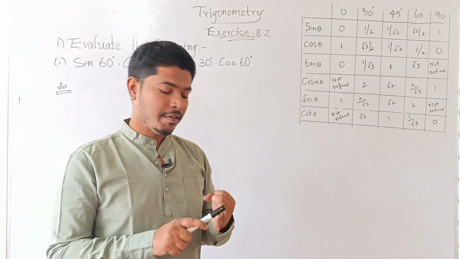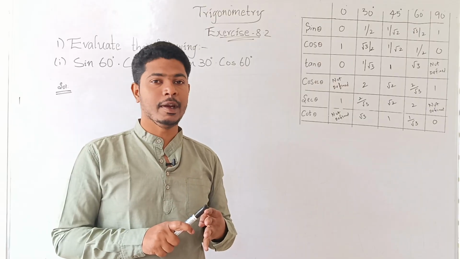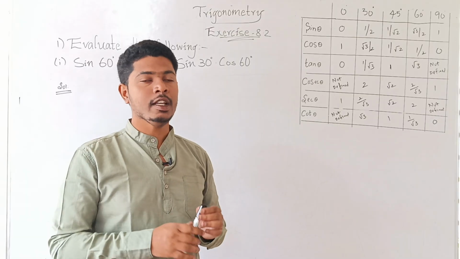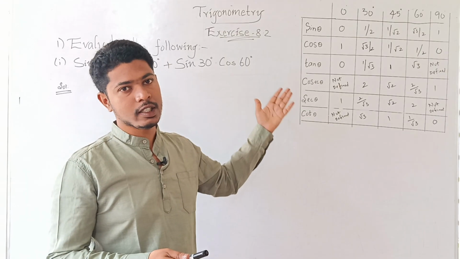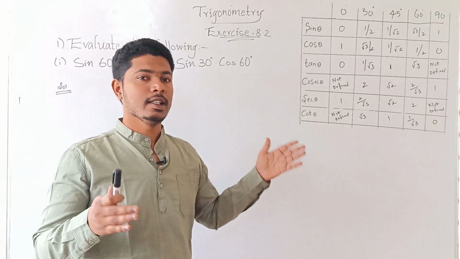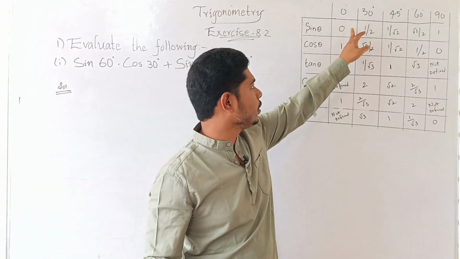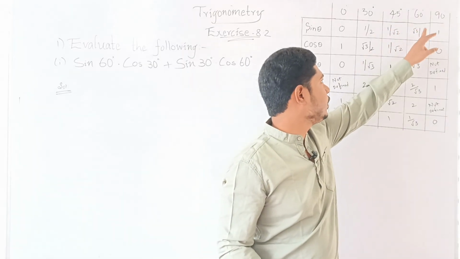Sine 30 is 1 by 2. Sine 45 is 1 by root 2. Sine 60 is root 3 by 2. Sine 90 is 1. If you know the sine values, then we can easily write the values of cos theta, tan theta, cosecant theta, secant theta and cot theta. This is the sine theta: sine 0 is 0, sine 30 is 1 by 2, sine 45 is 1 by root 2, sine 60 is root 3 by 2, sine 90 is 1.